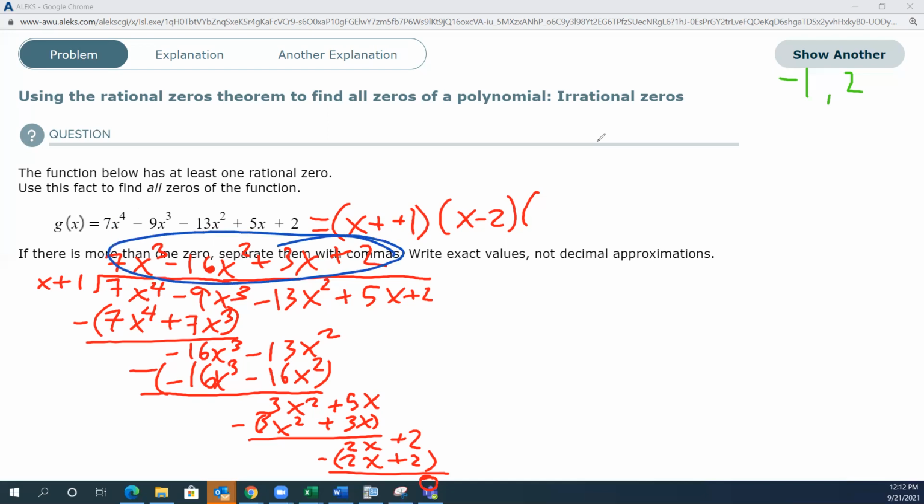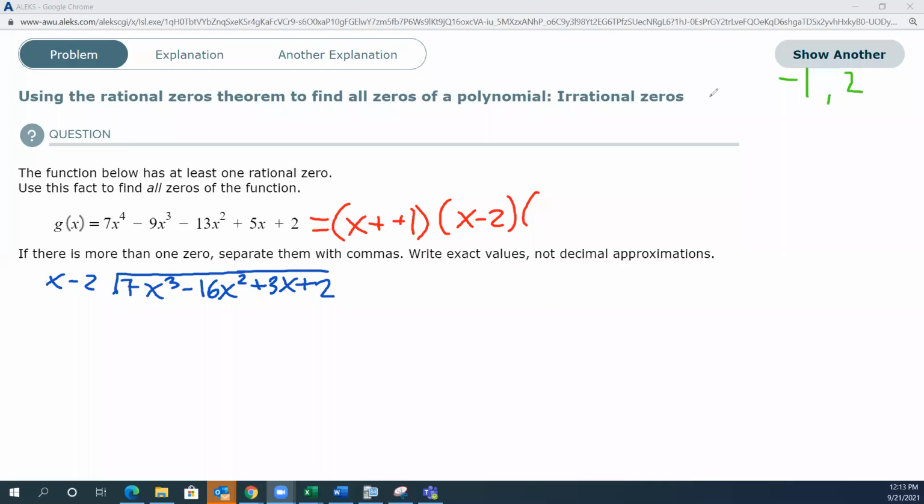Now we need to break it down by dividing by x plus 1. Now we need to break it down further by dividing by x minus 2. And I'm going to divide this guy by the x minus 2, not the original. If I do, then I'm kind of backtracking. Okay, so we got 7, negative 16, 3, 2. I just have to do some erasing here.